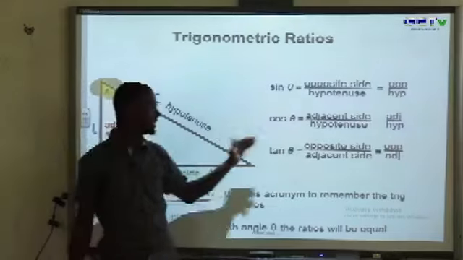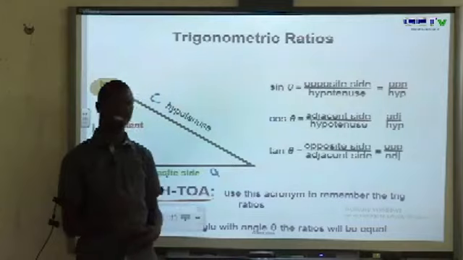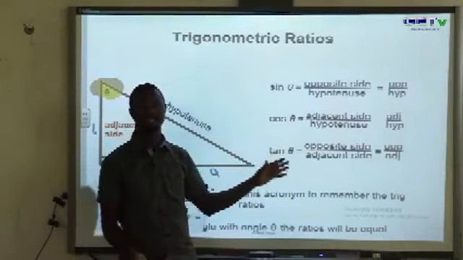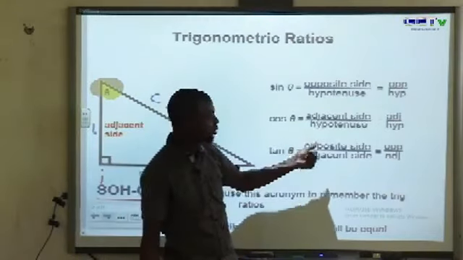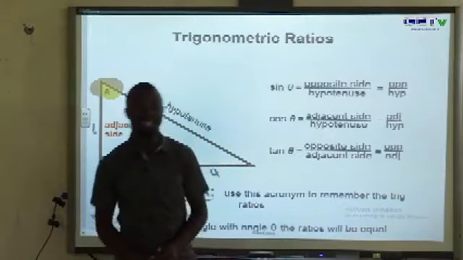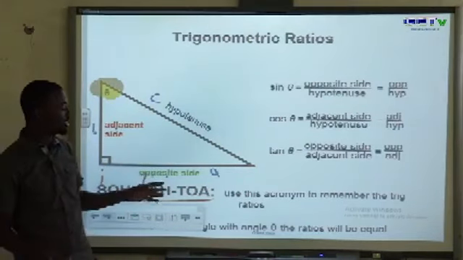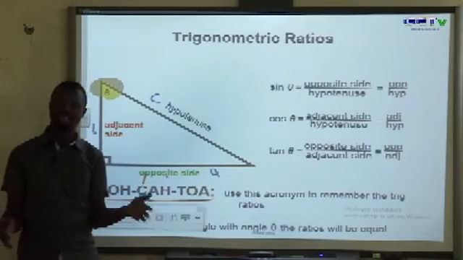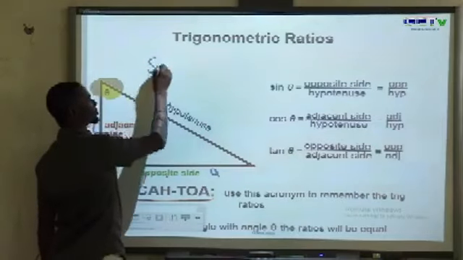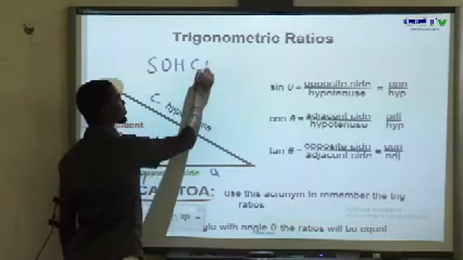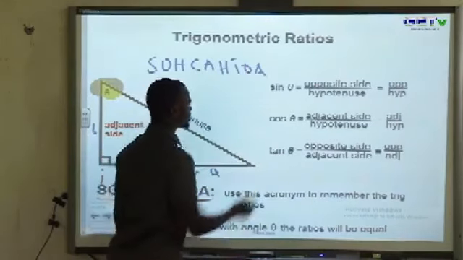Then the last one is tan theta. Tan theta is the opposite side all over the adjacent side. As I tell you, opposite is abbreviated OPP and the adjacent is ADJ. Now, in a way that you can quickly remember these trig ratios, you use SOHCAHTOA. SOHCAHTOA will help you to remember these trig ratios.